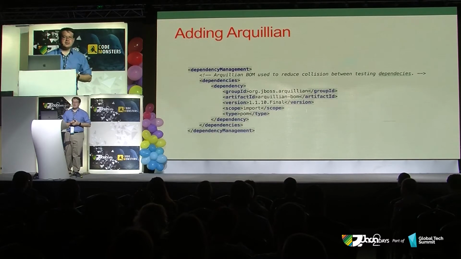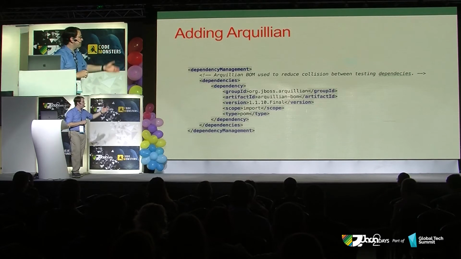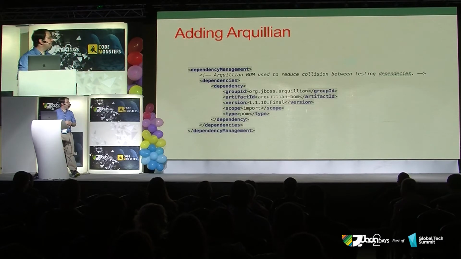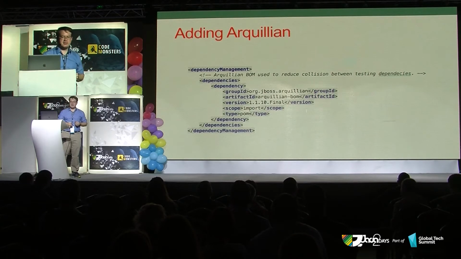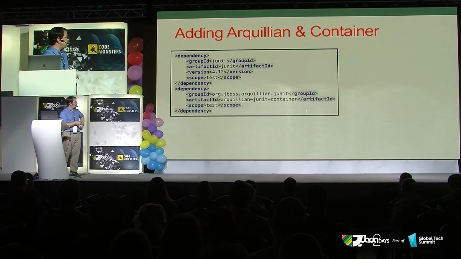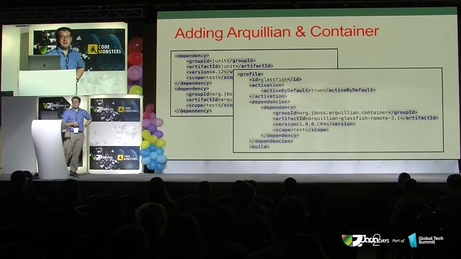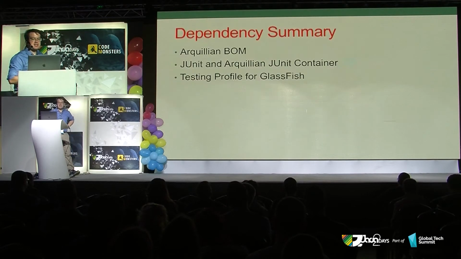Now, adding Arquillian to your project is not very complicated at all. It's very simple. You add the Arquillian BOM to your Maven file, and there's similar code for adding it to Gradle. And then you add, of course, JUnit and the Arquillian JUnit plugin for using JUnit. Of course, this would be different if you were using TestNG. And then finally, you add your container type. So in this case here, I'm adding in the remote GlassFish container.